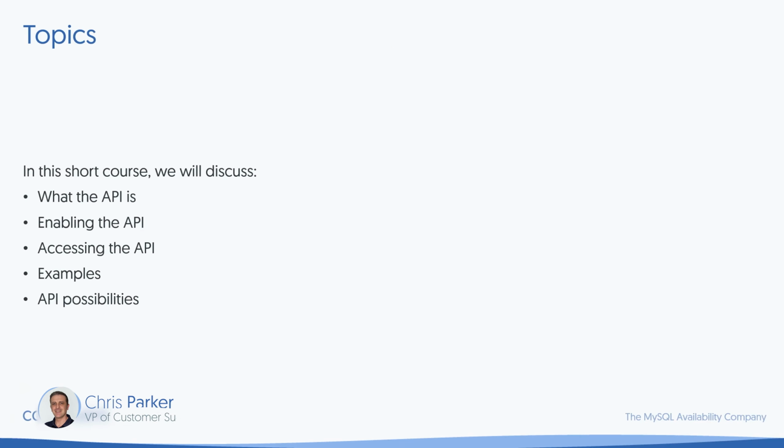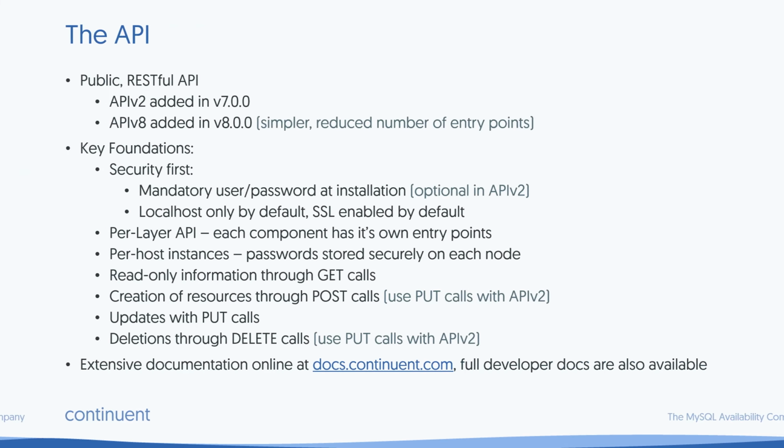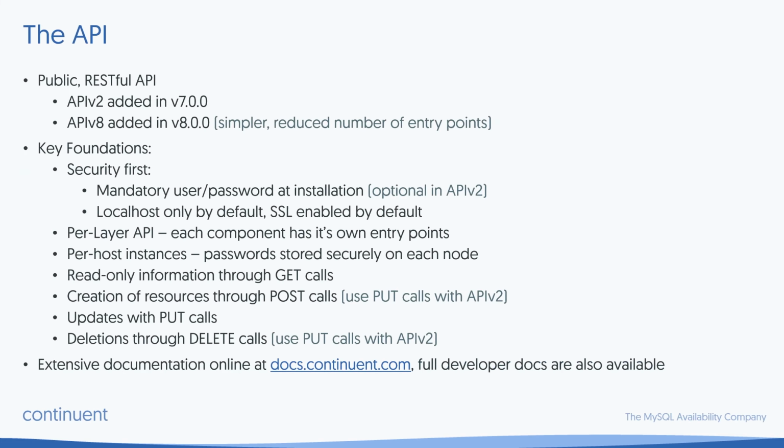So in this short course, we're going to discuss what the API is, how to enable it and how to access it, some little working examples, and then talk about some of the possibilities of the things you can view with the various API calls. So what is the API? Well, it's a public RESTful API.